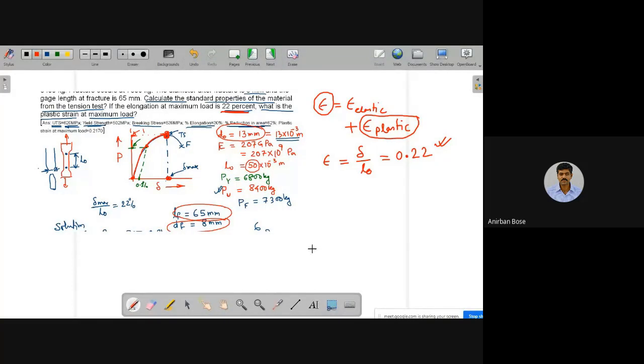Okay, to find that, now let us consider if from this maximum point we unload the sample, that means if the load is removed, then what will happen? Then definitely the elastic component of the deformation will be recovered, but the plastic or the permanent deformation part will remain. So at this location, if you unload, then what will be that unloading curve? Unloading curve will be like this.